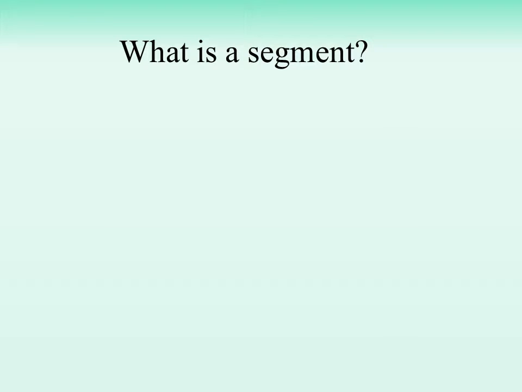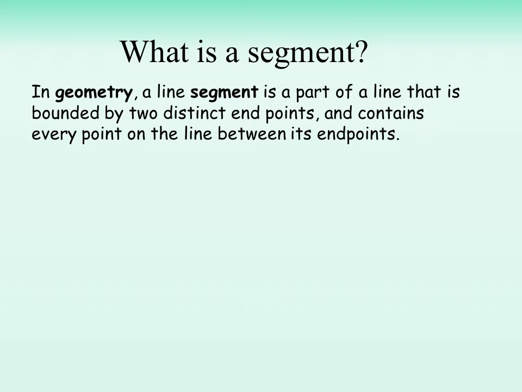So first of all, what is a segment? In geometry, a line segment is a part of a line that is bounded by two distinct endpoints and contains every point on the line between its endpoints. It's as if you took a line and you just took scissors and snipped a piece of it off. So this here is segment AB. You can see that it now has definite endpoints. There are no longer arrows at the ends.